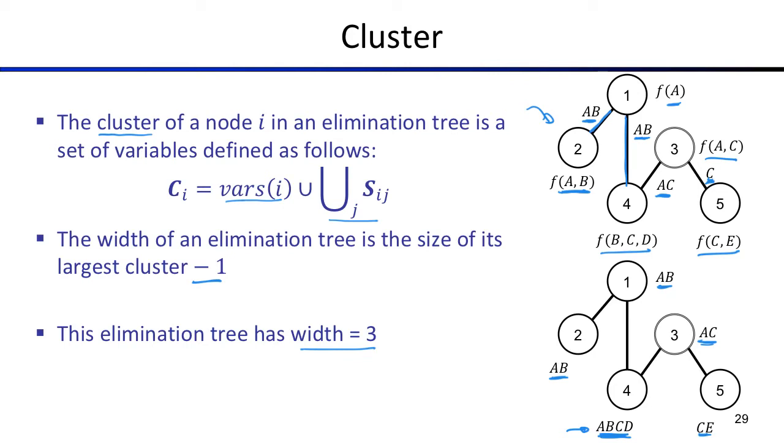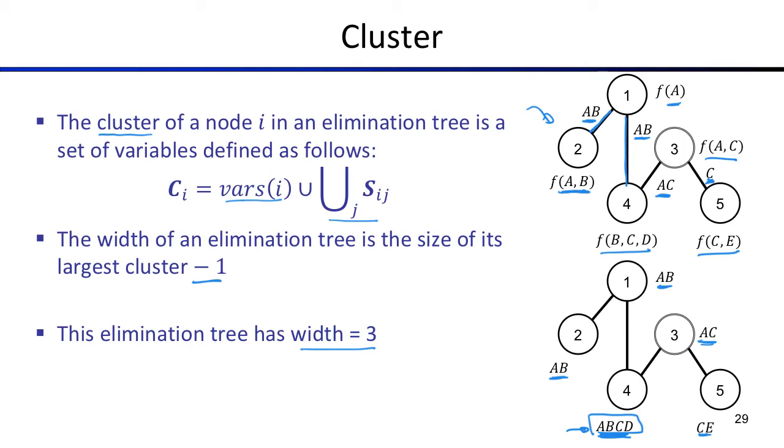The size of the largest cluster will be the size of the largest factor. For instance, this is the largest one. It is a cluster over A, B, C, and D. It means that we will build the factor over these 4 variables, but later on we will eliminate some of the variables when we eliminate this factor.